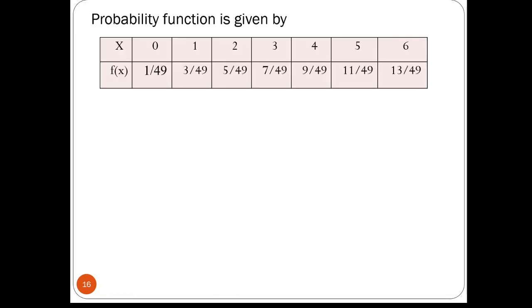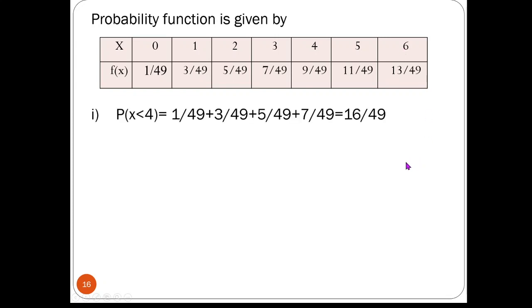And that's why we redefine the probability function with the help of a table, that x has a value from 0 to 6 and replace k by 1 by 49. So the probability function for 0 is 1 by 49. For 1 it is 3 by 49, and likewise for 6 it is 13 by 49. Now we will find the different probabilities.